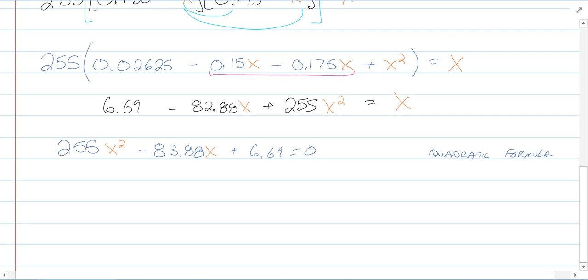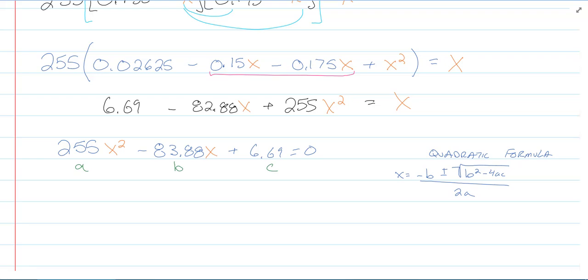All right, if I use the quadratic formula, what's the quadratic formula? x equals negative b plus or minus the square root of b squared minus 4ac, all over 2a. Well, we have a, b, and c. So if I solve this, x will equal two answers. So what are those two answers? The answers I got are 0.193 and 0.136.